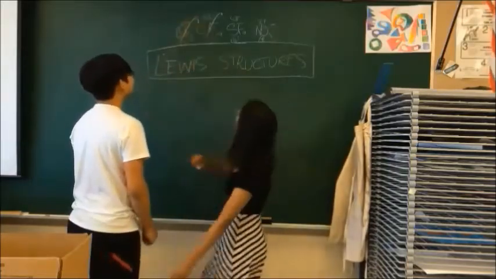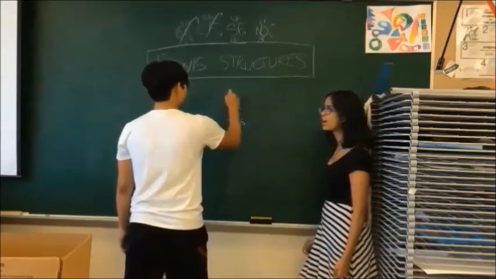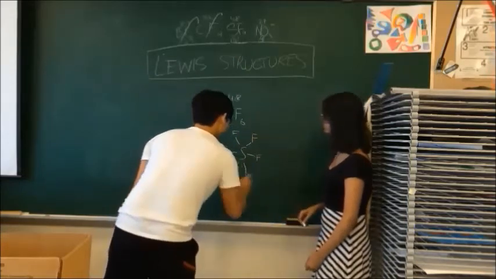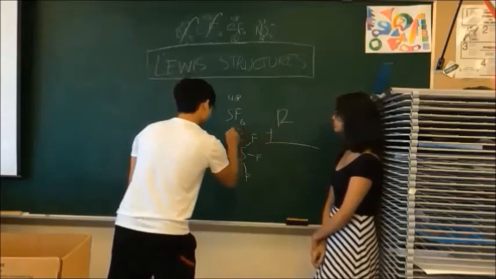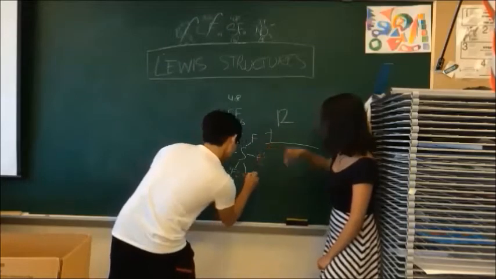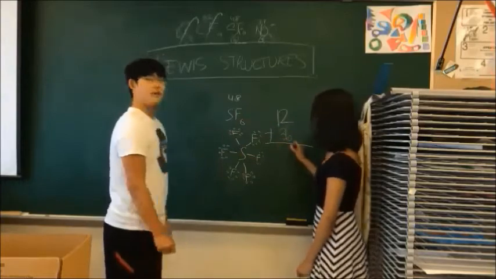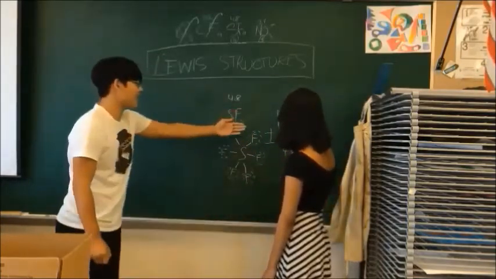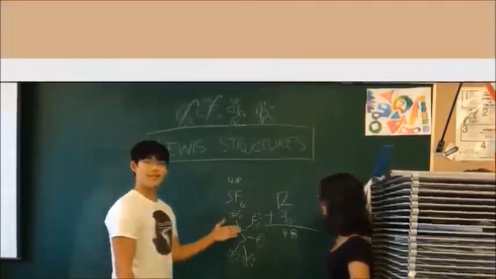We have sulfur hexafluoride with a total of 48 valence electrons. This is known as an expanded octet. Okay. On to our next example.